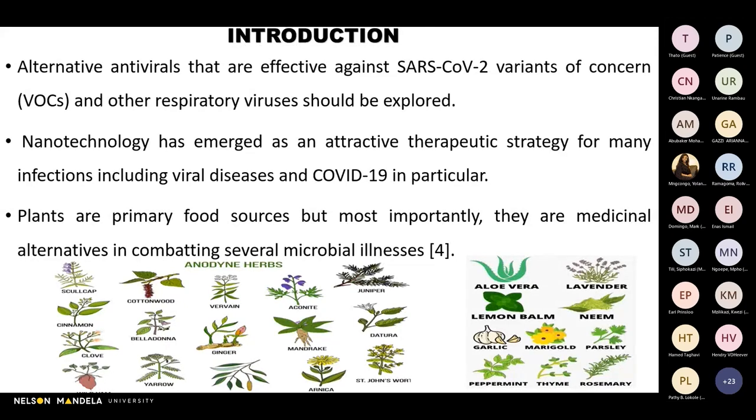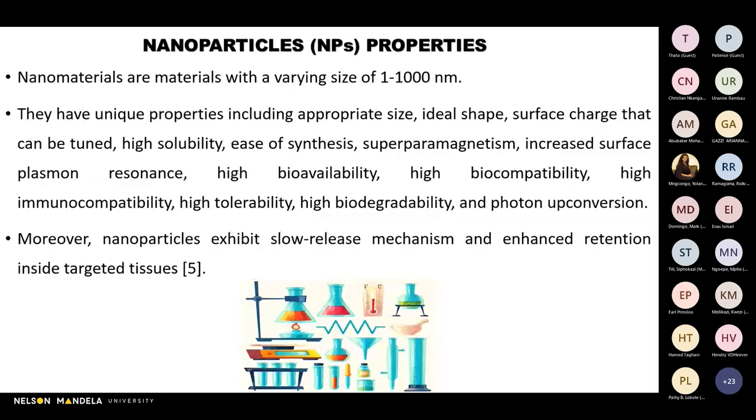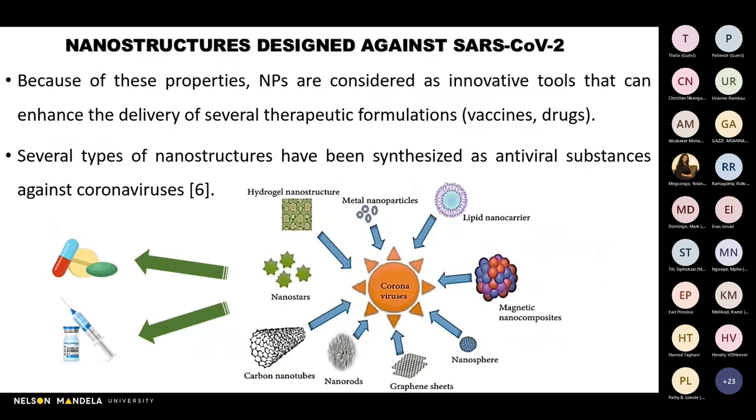Looking at the properties of nanoparticles, these are materials with a varying size of 1 to 1,000 nanometers. They have unique properties, including appropriate size, ideal shape, surface charge that can be tuned, high solubility, ease of synthesis, superparamagnetism, increased surface plasmon resonance, high bioavailability, high biocompatibility, high immunocompatibility, high tolerability, high biodegradability, and photon upconversion. Moreover, nanoparticles exhibit a slow release mechanism and enhanced retention inside targeted tissues. Because of these properties, nanoparticles are considered innovative tools that can enhance the delivery of several therapeutic formulations, such as vaccines and drugs.